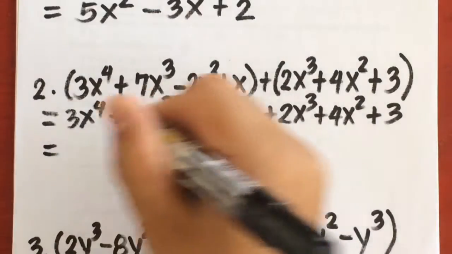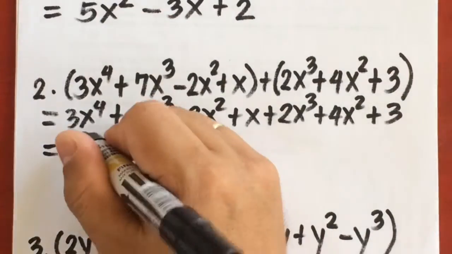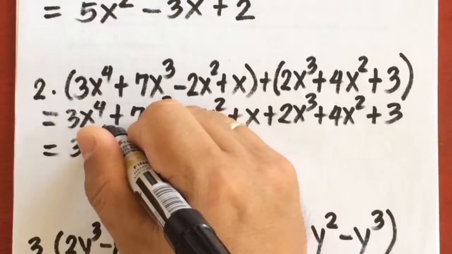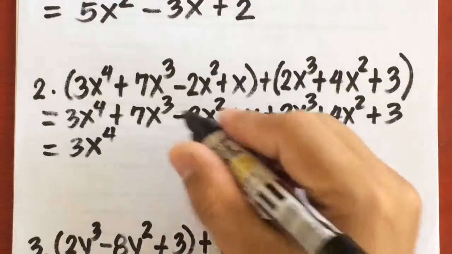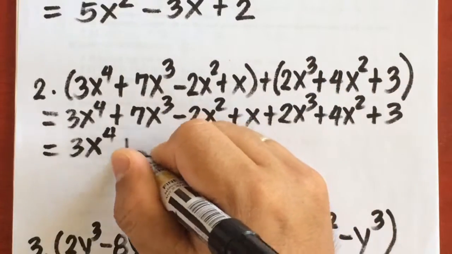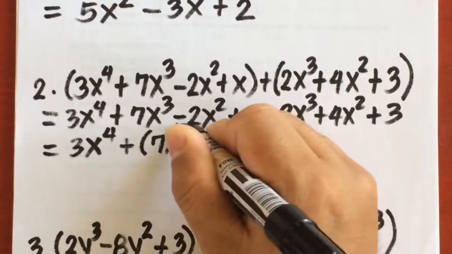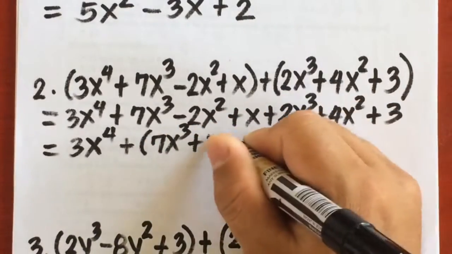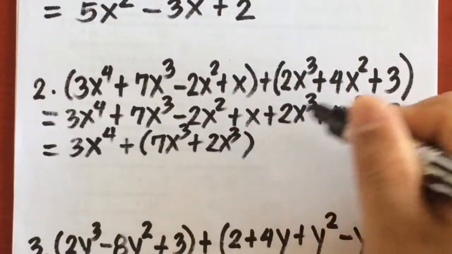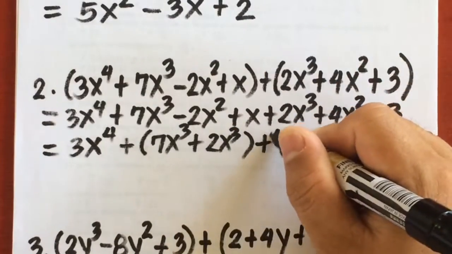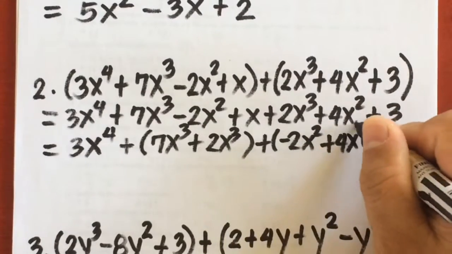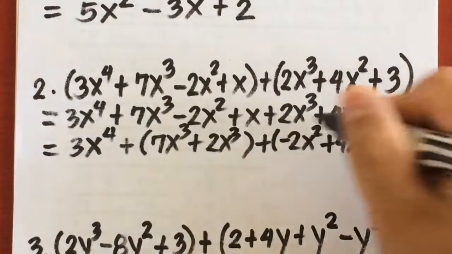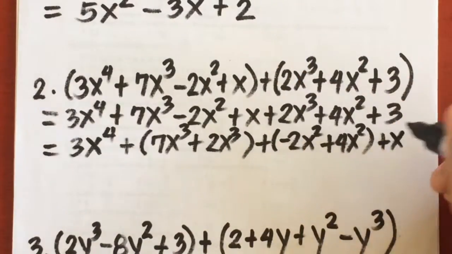Then combining like terms, so 3x to the power of 4, you just copy it because it is the only term with power of 4. Then you have here 7x cubed and 2x cubed, so you can combine the two. So plus 7x cubed plus 2x cubed. Then we have here negative 2x squared, so you're going to have plus negative 2x squared. Then plus 4x squared. Then we have here plus x. Then last will be plus 3.